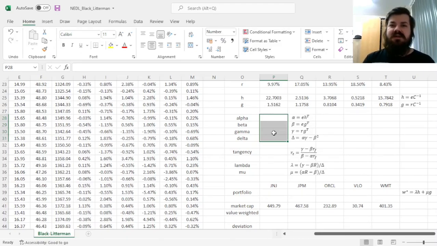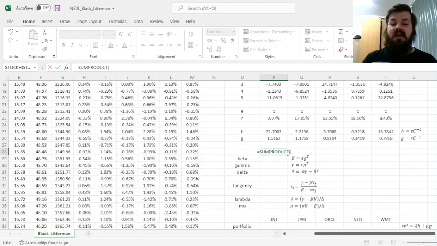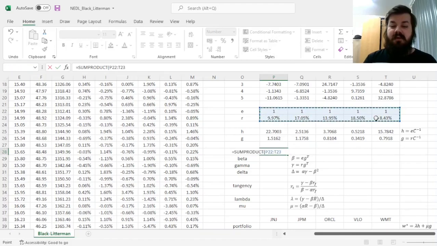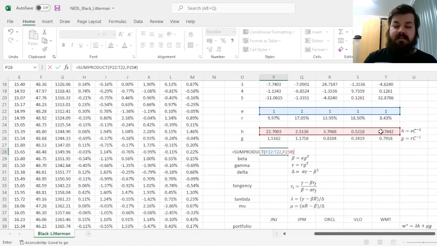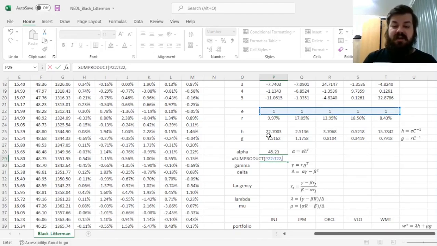However, we are not interested necessarily in specifying the frontier itself. We're interested in the tangency portfolio and the weights of the tangency portfolio and how they relate to the global capital market equilibrium. But we can use the SUMPRODUCT function here to calculate all of our constants for the investable universe nevertheless. So for the alpha, we sumproduct our unit vector onto the H vector. For beta, we sumproduct the E vector, the unit vector, onto the G vector.